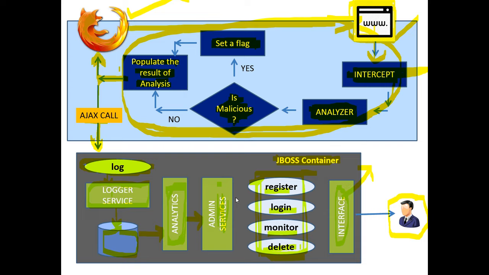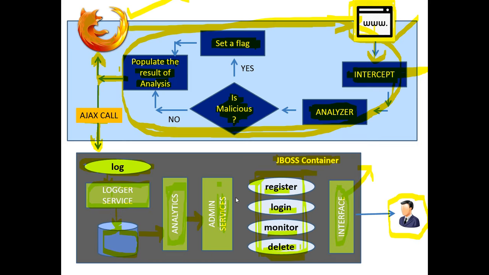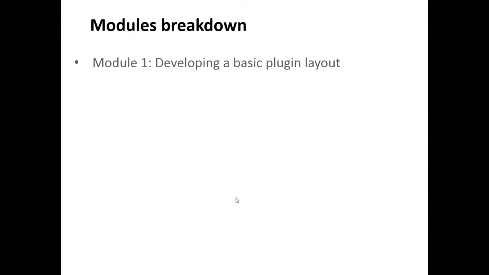Hope it was clear. Now let us go ahead and learn the module-wise breakdown of the entire project. If you have understood this data flow diagram, the same thing we are going to divide module by module. In module number 1 we are going to develop a basic plugin layout, using an accordion template for generating the plugin. We will be able to install that plugin in the browser, and some skin and so on we should be able to see. That we are going to do in module number 1.